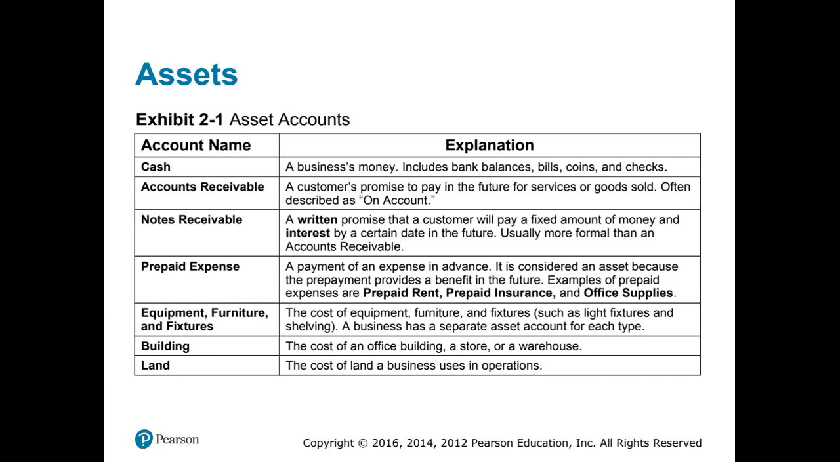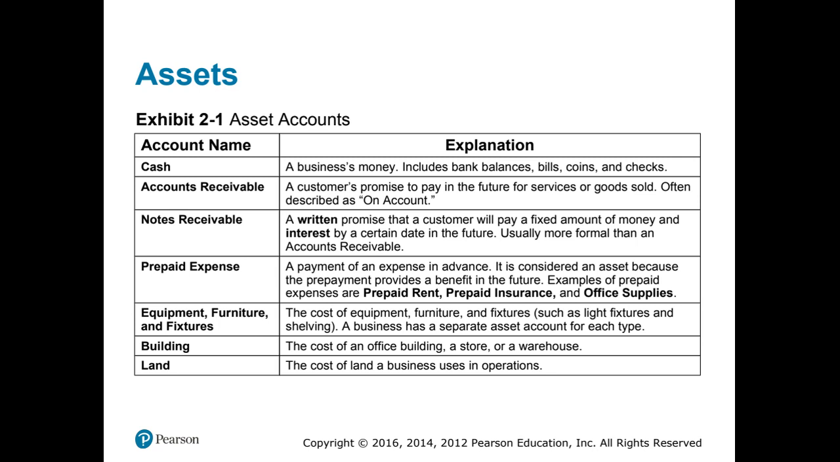And then, of course, when you think of personal assets as well, your house is an asset, your car is an asset. So equipment, furniture, fixtures, buildings, land, these are all assets as well. So the explanation: cash is a business's money and includes bank balances, bills, coins, checks, every form of cash that you have for the business is going to fall within that cash account.